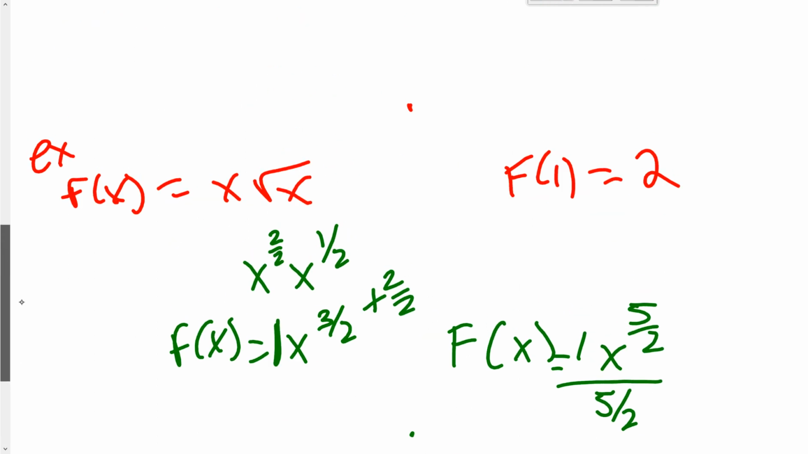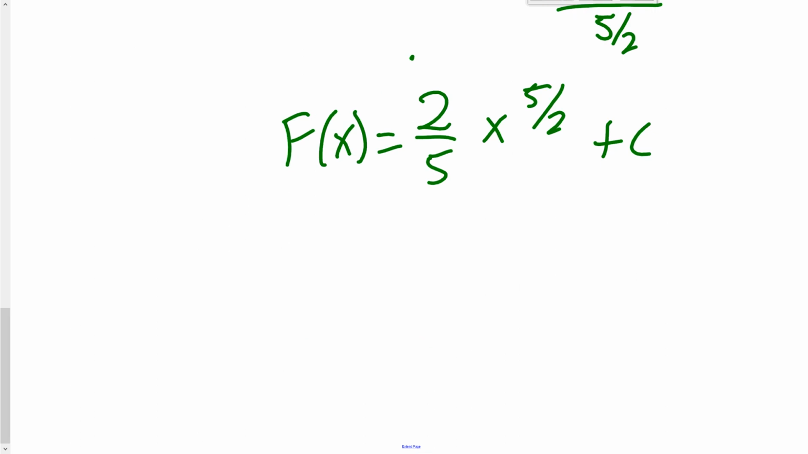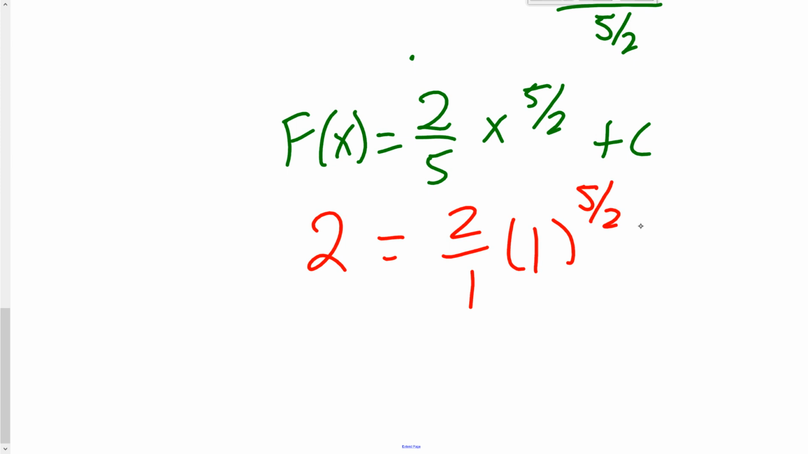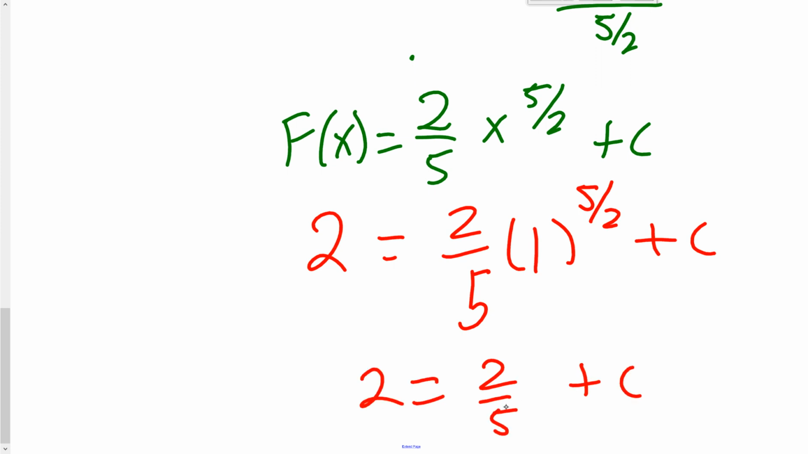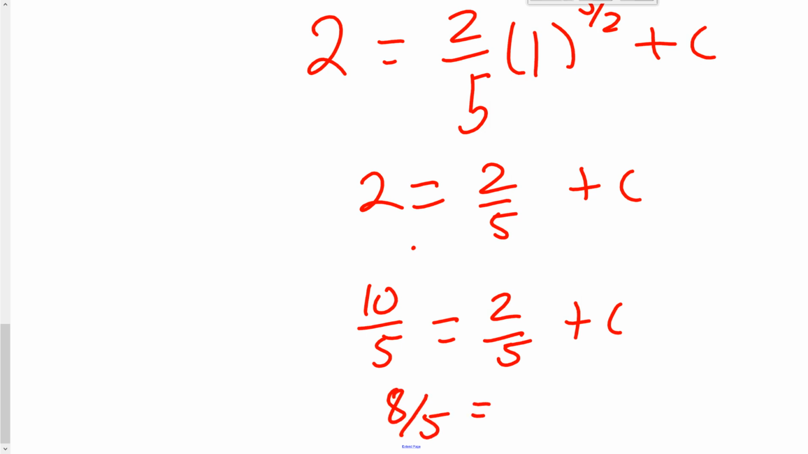And then we give a capital F of 1 equals 2. So our x is 1, which is really nice when we have a number raised to a fraction, because if it's 1, then it just becomes 1. So really this is just going to be 2/5 equals 2 plus c. So subtract 2/5. And 2 is the same as 10 over 5. Subtract that, that's 8/5. So c is equal to 8/5.